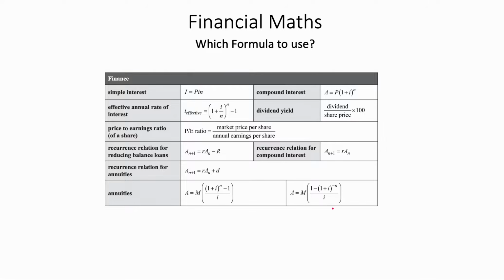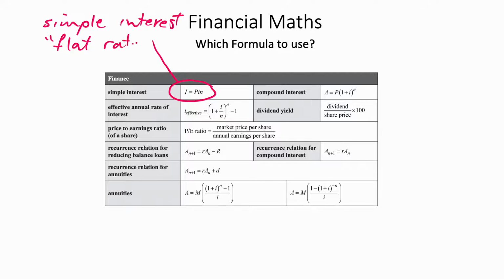Okay, so let's just start by identifying the formulas that we're looking at here. We've got the simple interest formula that you've probably been using since you were in grade 9. It's quite simple, I equals PRN. So when you'll need that, they'll have in the question, they'll either use the term simple interest or they might use the term flat rate as well.